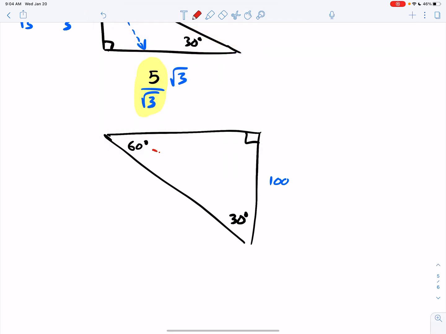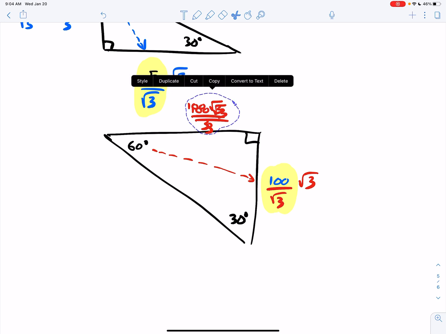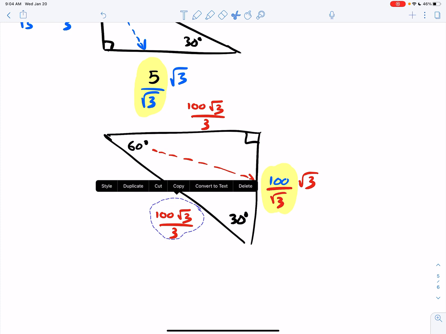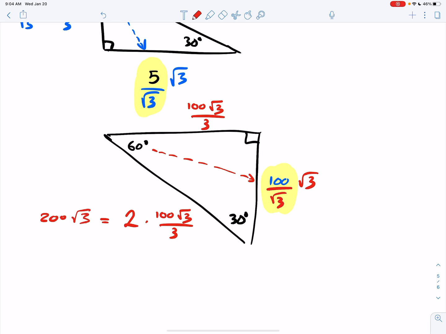Okay, so they gave me opposite of 60. Now, opposite of 60 should always have a radical 3, so I'll put one there because it's not there. But then I have to balance it by putting it below. What's in front of the radical 3 is going to be my short leg as well. So that's going to be 100 over radical 3, or 100 radical 3 over 3. I know that the hypotenuse will be double that, meaning times 2. So the hypotenuse will be 200 radical 3 over 3.